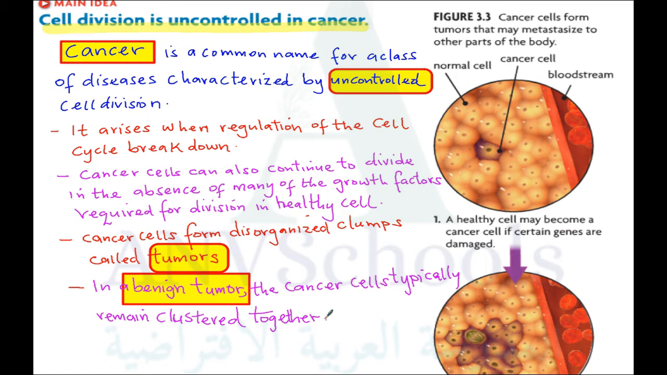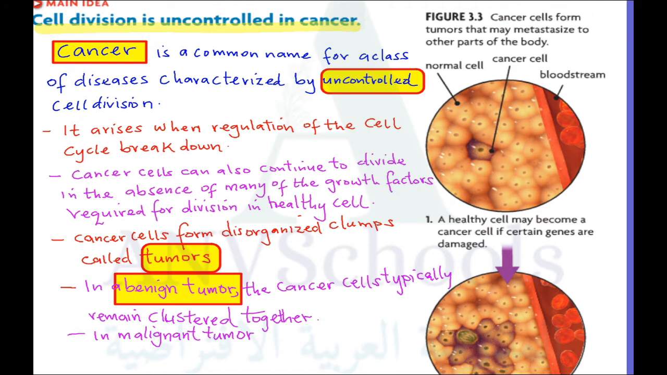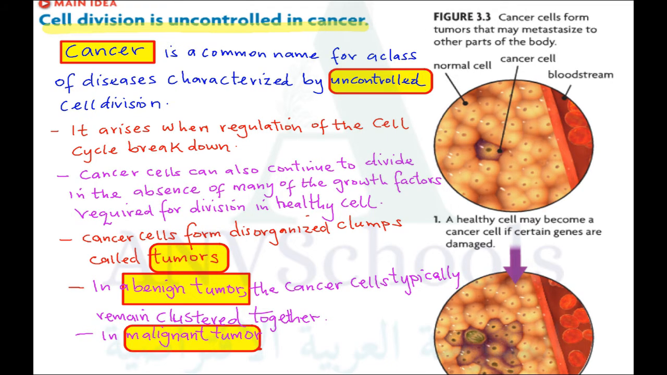However, in another type of tumor, which we call malignant, which is the second type, things are different here. In a malignant tumor, some of the cancer cells can break away.